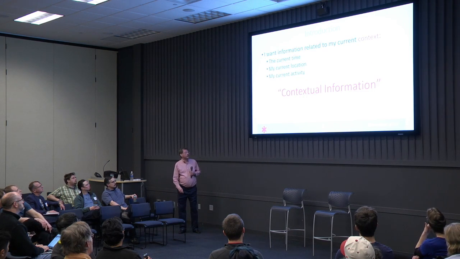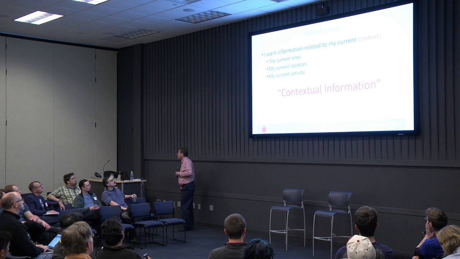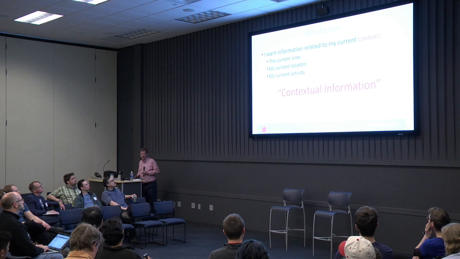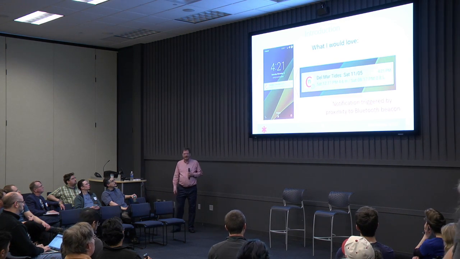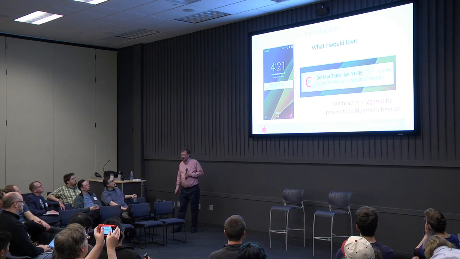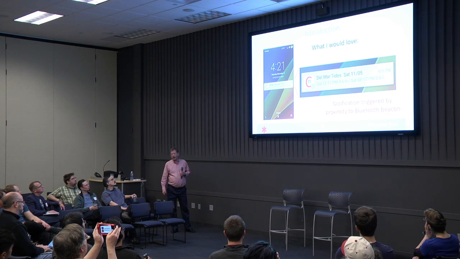So what I wanted was current tide times in Del Mar. I wanted contextual information, related to my current location, my current activity, at the current time. This is my model of what I want today. This is a notification on the lock screen of my smartphone that was triggered by proximity to a Bluetooth beacon.